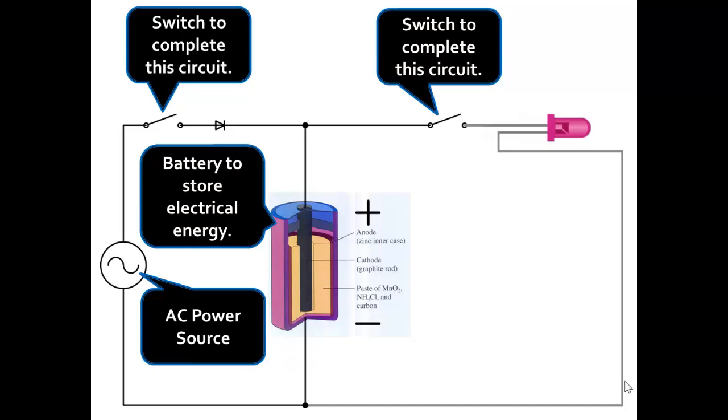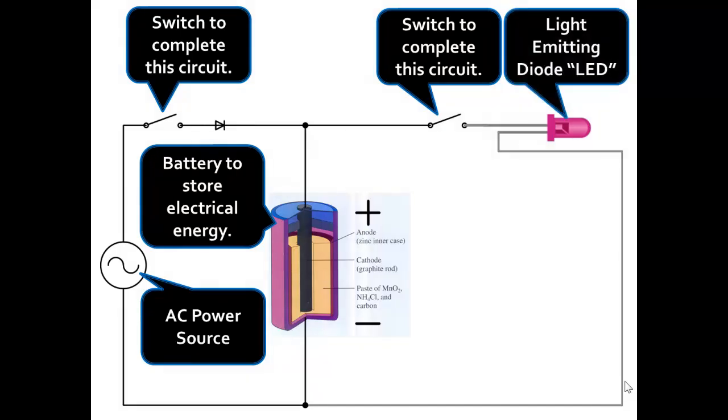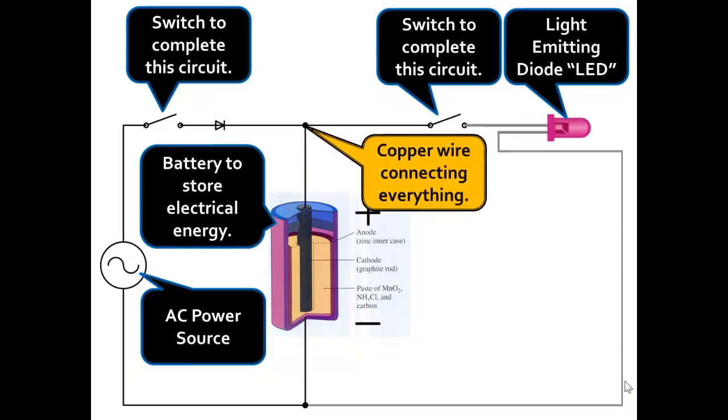Now we also have a switch to complete the circuit from the AC power source to the LED, or from the battery to the LED. We have a light emitting diode, which is, we're not going to get into the discussion of how the light emitting diode works, but it basically is a conductor, but it has some semiconductor material in there that gives off light instead of heat. And then of course copper wire is connecting everything.